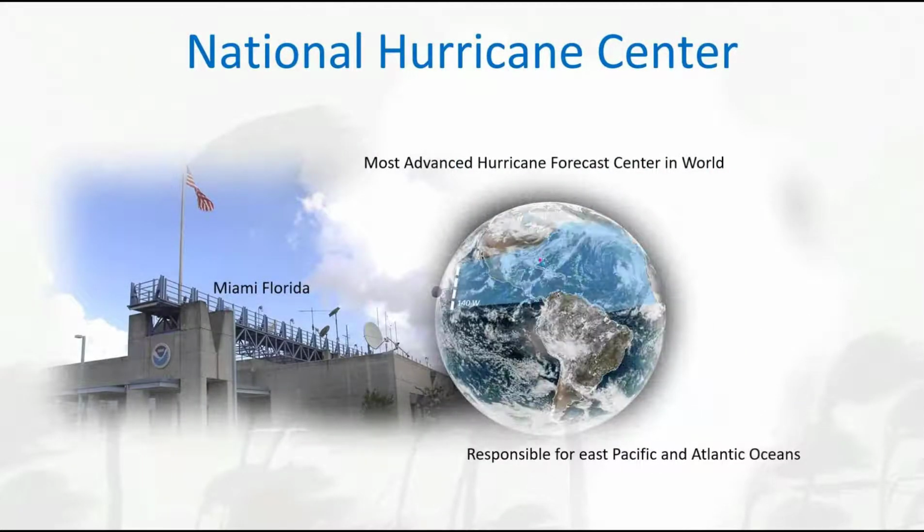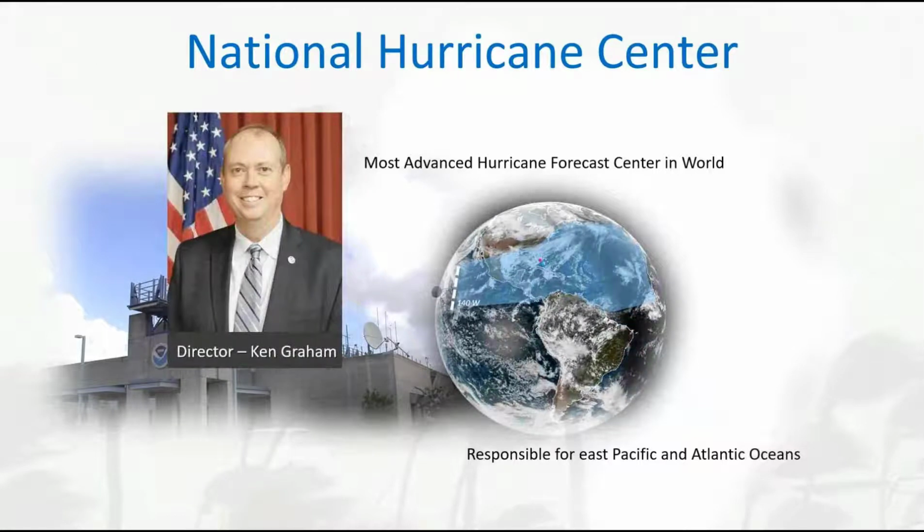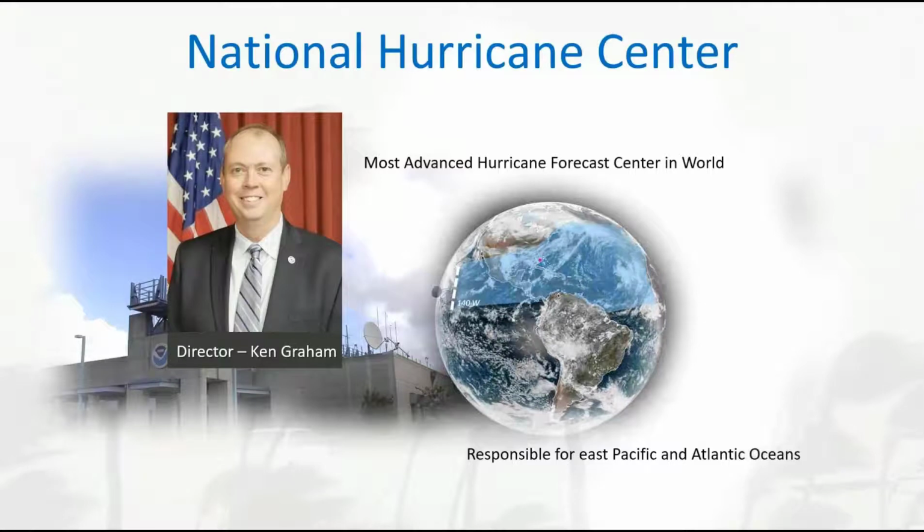So the National Hurricane Center is located in Miami, Florida, and they are responsible for tropical activity in the Atlantic Basin and the Eastern Pacific Basin. All advisories, forecasts, and watches and warnings are issued from the National Hurricane Center in collaboration with the local weather forecast office. And the current director of the Hurricane Center is Ken Graham.